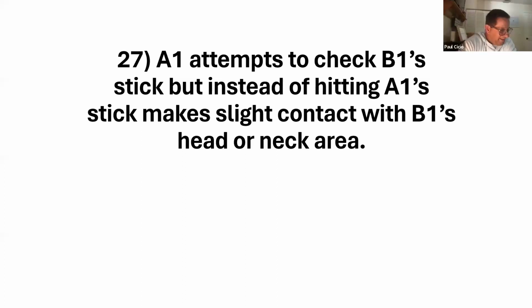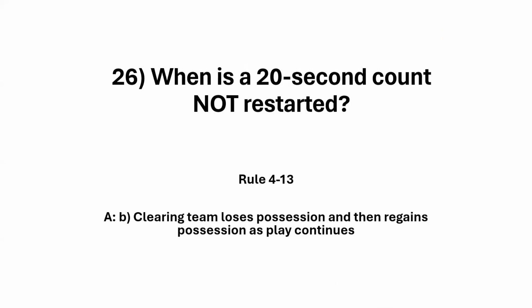I also have a question on that one. Go ahead, Sarah. So, defense is clearing it. There's a scrum in the midfield. Offense picks it up, and then loses it. If it changes possession, is the 20 count reset? The 20 stops, and now you have a 10 count on the offense going the other way. Does that make sense?